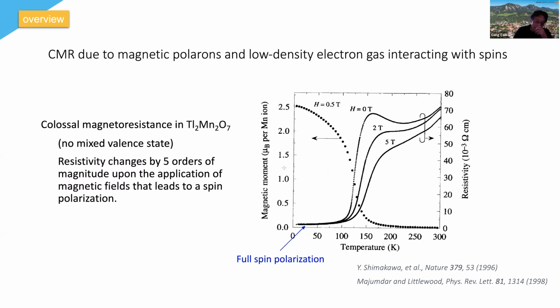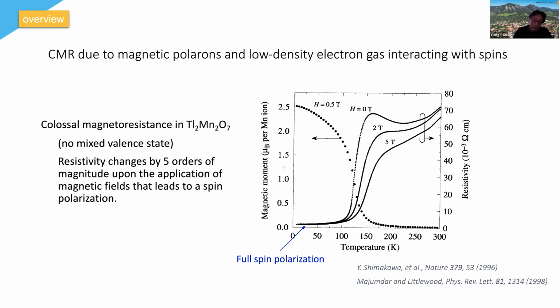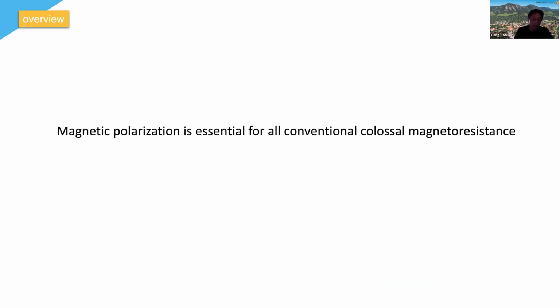Also in the 90s there is another system, the 227 system, thallium manganese 227. In this system, there is no mixed valence state, and yet there is still colossal magnetoresistance reported. This is one of the figures I copied from this paper. But again, in this system it also requires the fully polarized state in order to have this colossal magnetoresistance. Of course, there is a detailed argument that this type of colossal magnetoresistance is driven by magnetopolarons along with a low-density electron gas interacting with the spins. But the point here is that magnetic polarization is essential for all conventional colossal magnetoresistance.